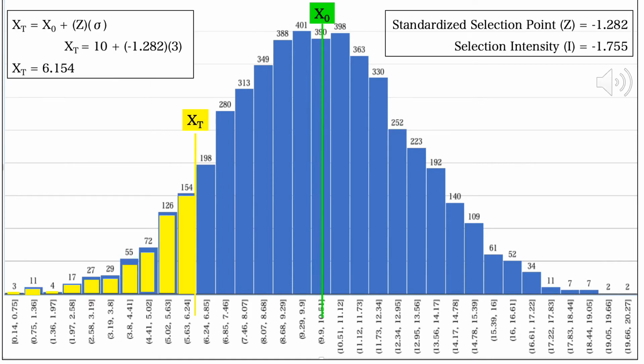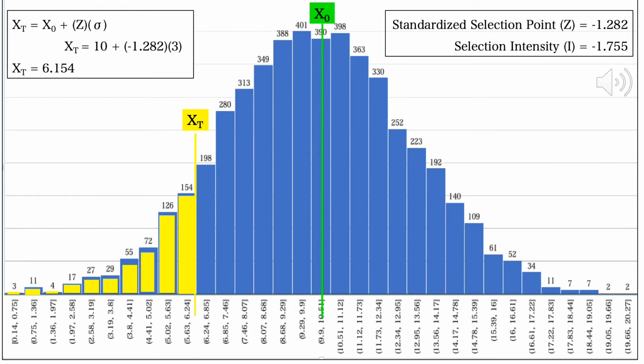Because the goal is to decrease the length of pixie ears to blend in better with human-length ears, the 10% of pixies with the smallest ear lengths were selected to breed, around 500 individuals. This is called the truncation point and is equal to 6.154. This number can be found by taking the mean of the original population and adding it to the product of the standardized selection point and the standard deviation. All pixies with ear lengths below this number were selected to breed.